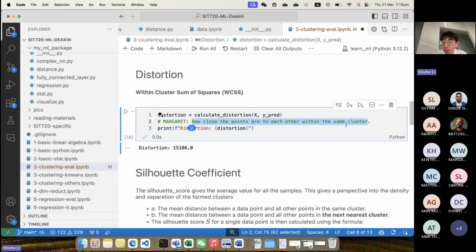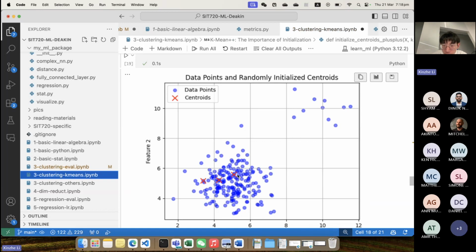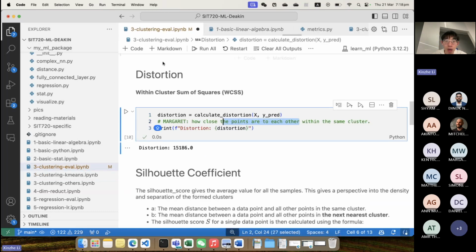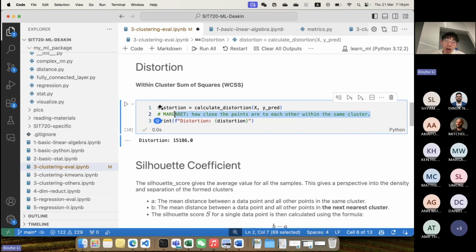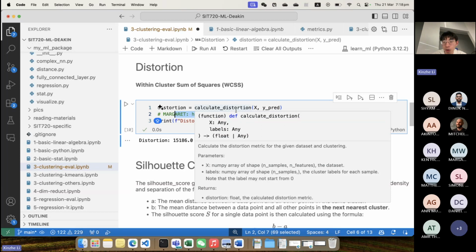Is it the same as what Margaret said? Not exactly the same, but close. What Margaret said is how close the points are to each other. What Margaret would measure is something like, okay, for this, I don't use the centroid. I don't care about the centroid. I will compute the distance from this data point to this, this to this, this to this. I will calculate all the distances between any pair of data points. This is what Margaret would calculate. Actually, the idea is similar to the distortion score, right?